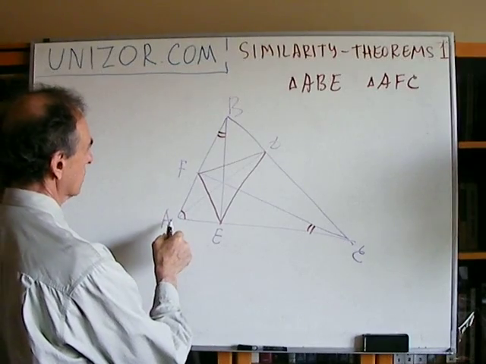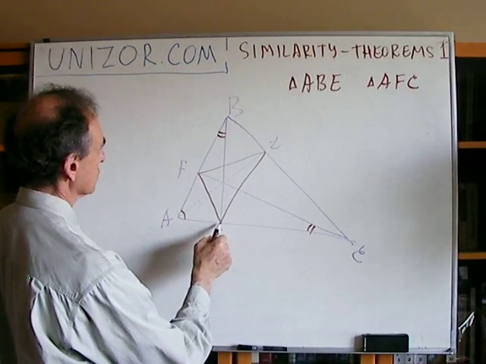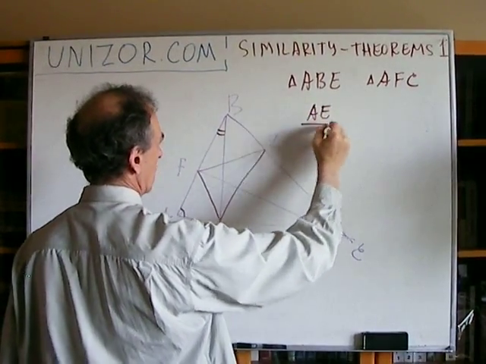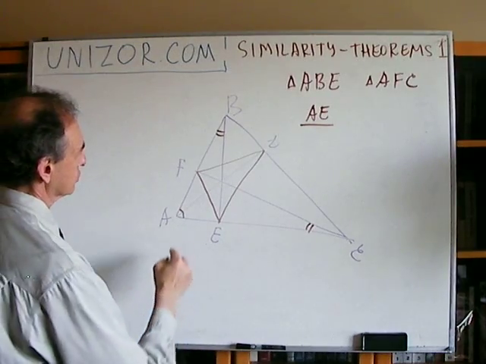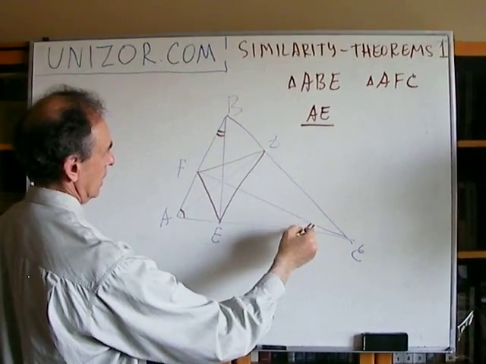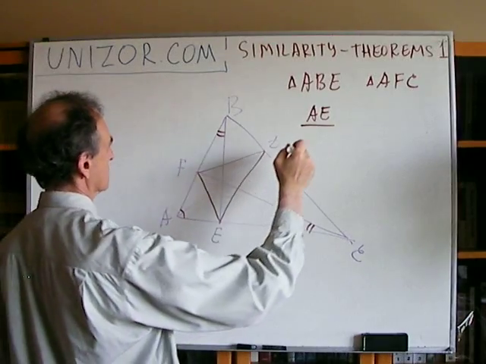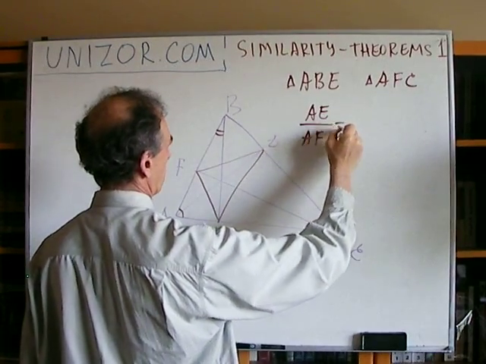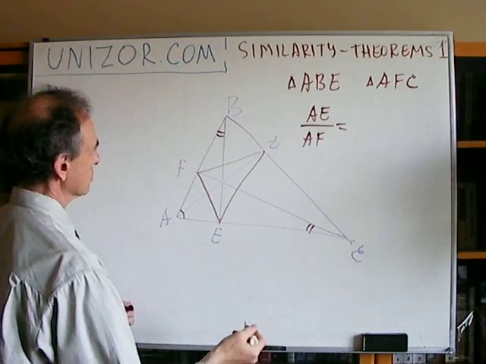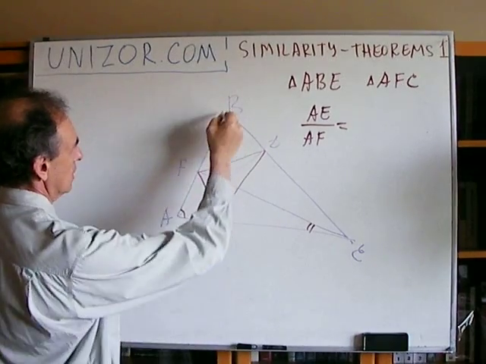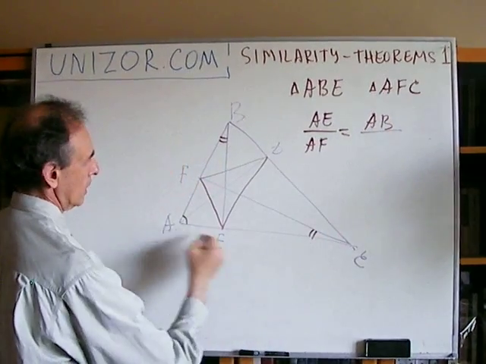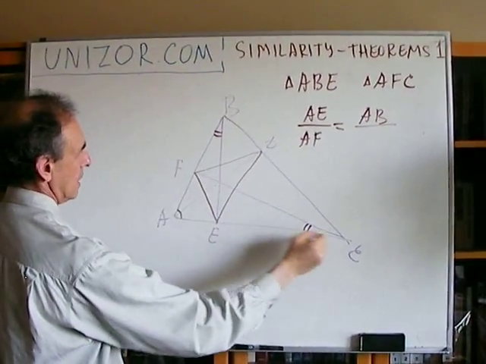So let's consider, let's say, a smaller cathetus of ABE, which is AE. Now, it's against this angle, these two arcs. Now, in this triangle, against these two arcs, a smaller cathetus AF. Now, how about hypotenuses? They're supposed to be proportional too. So AB, hypotenuse in ABE, to AC, hypotenuse in AFC.